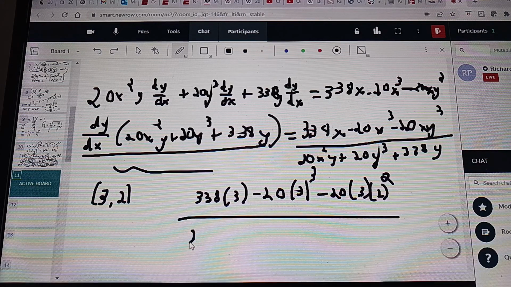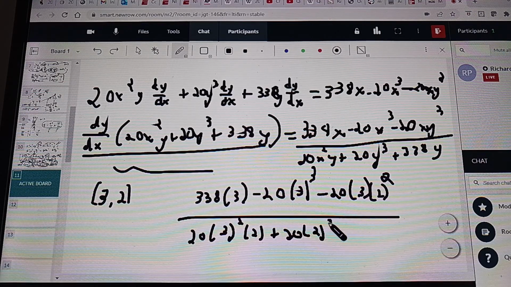Then in the bottom, 20, put a 3 in for the x, 3 squared, put a 2 in for the y. Plus 20, put a 2 in for the y, cubed, plus 338, and put a 2 in for the y.